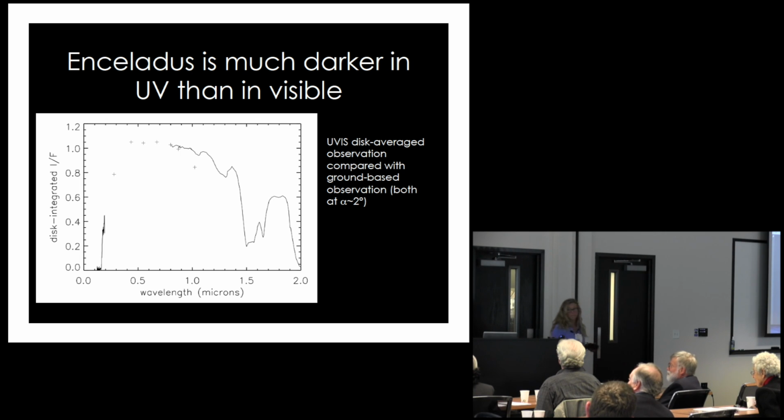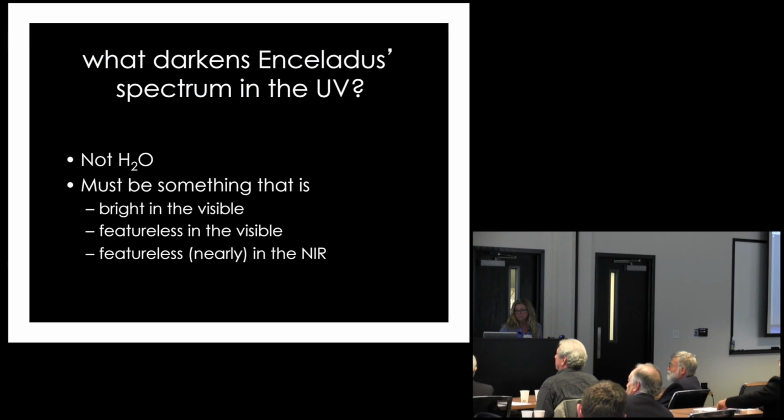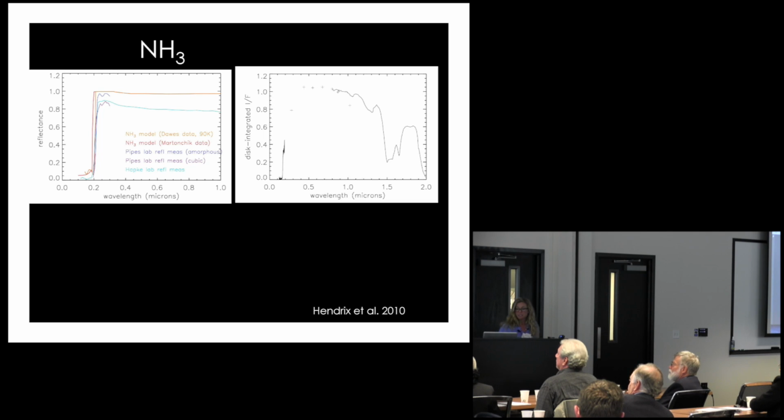That's not water ice, okay? So we need to know what that is, and we know it's not water ice, but it's got to be something that's bright and featureless in the visible, and pretty featureless in the near IR. A good candidate is NH3, because ammonia is featureless throughout the vis and pretty featureless through the near IR, but it's got a very strong absorption edge right at about 200 nanometers, right where we need it to be to explain that FUV darkness of Enceladus. And it's such a strong absorption that we don't need very much of it to do the job that we need it to.